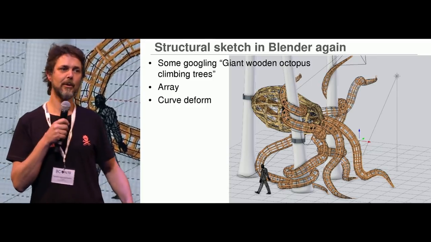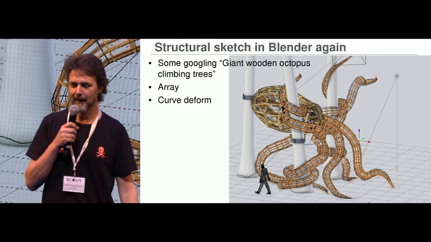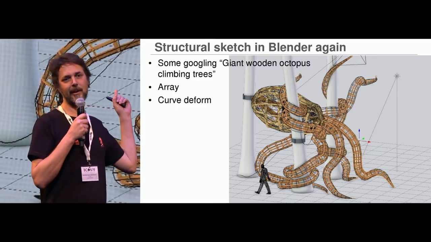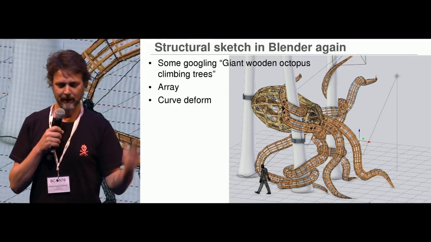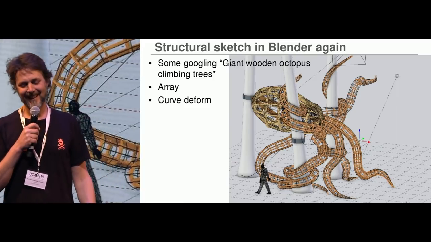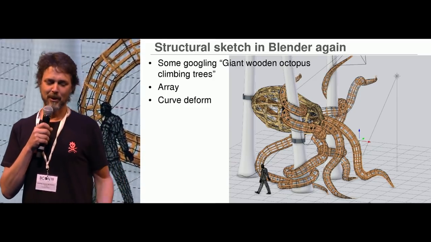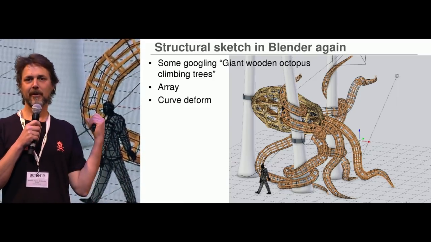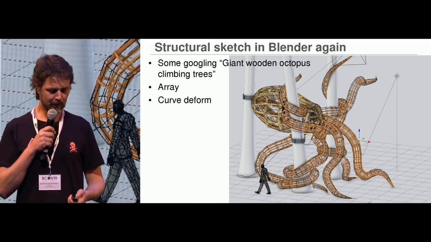So first thing, you Google to have some references. And in fact, you find some things. I will let you try a giant wooden octopus climbing trees. You have some results. Not giant, you have small ones. So I made the first design. I showed it last year, so I will go fast.